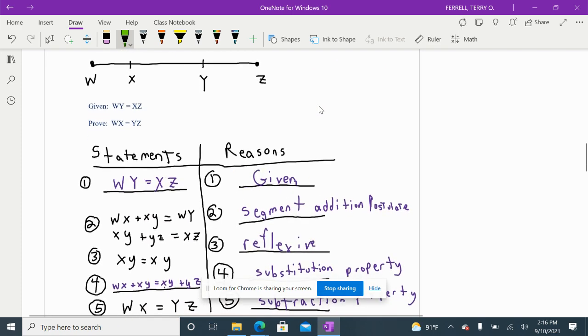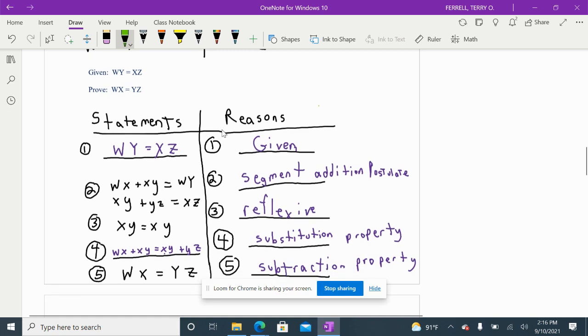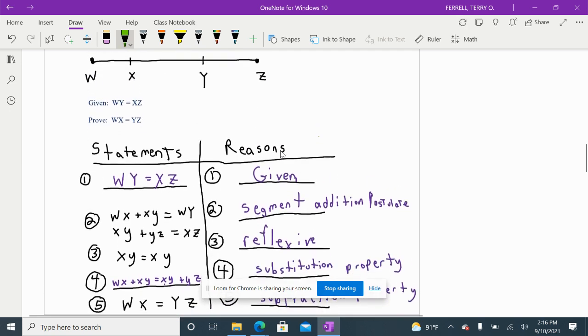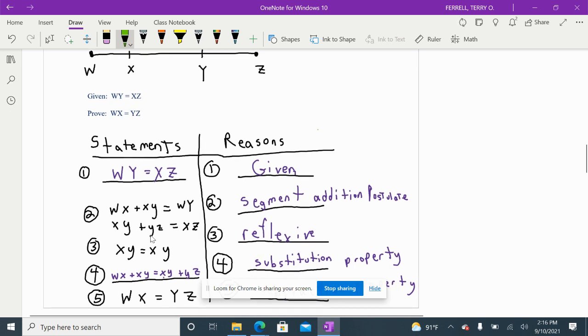This was a proof. So take a look at the proof. The main thing with proofs, remember your statements and your reasons. Normally the first step is always a given most of the time. So that's why WY is equal to XZ, which is here. And remember the next step, if you're adding WX plus XY, I know that's equal to WY. You're like, of course. Well, that's called the segment addition postulate. That's why you can do that, because those are parts of a whole.